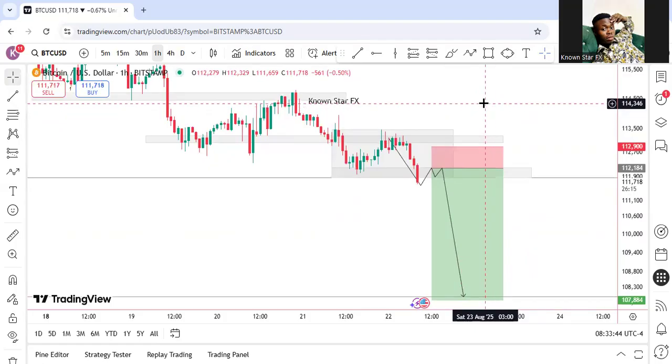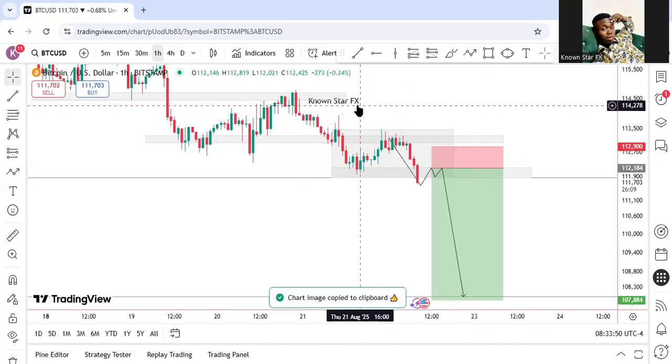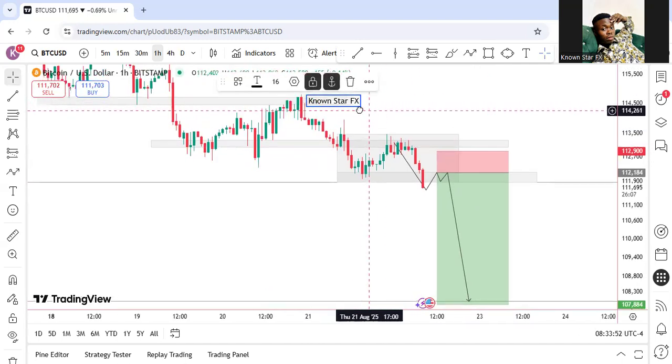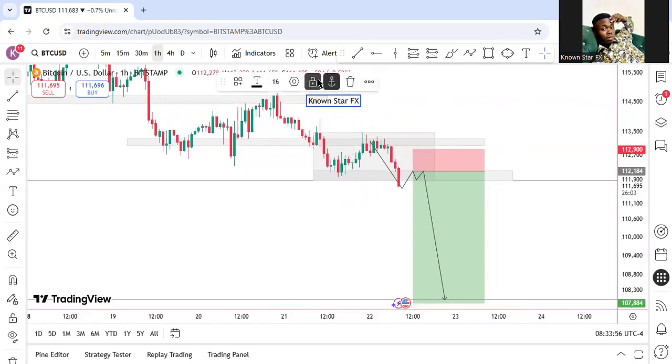Save a screenshot of this right now. This is a live market chart, and I'm posting it right away. So this is not like a video that I created 2 hours ago or 5 years ago or 2 years ago or whatever. This is a live chart.